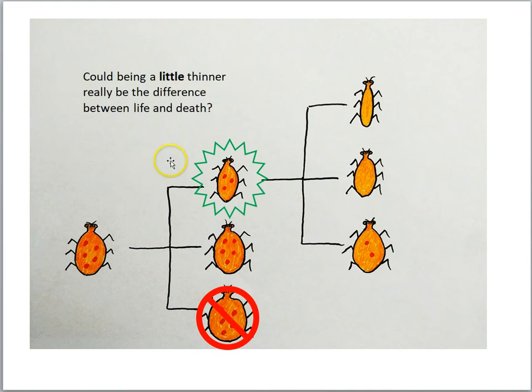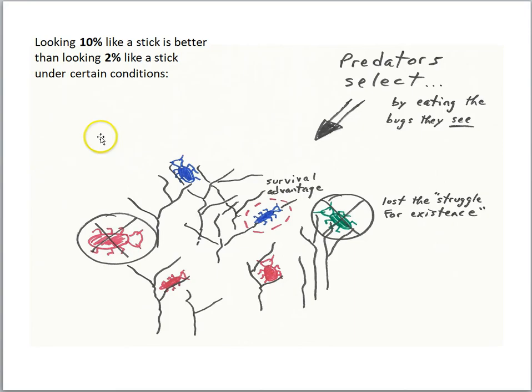Now, it raises another question for Darwin. Could being a little thinner really be the difference between life and death? And here Darwin's going to have to bite the bullet and say, yes. If adaptations are going to be evolving by this process, every generation there has to be some slight advantage to somebody over their competitors. Well, how could such a slight advantage really be an advantage?